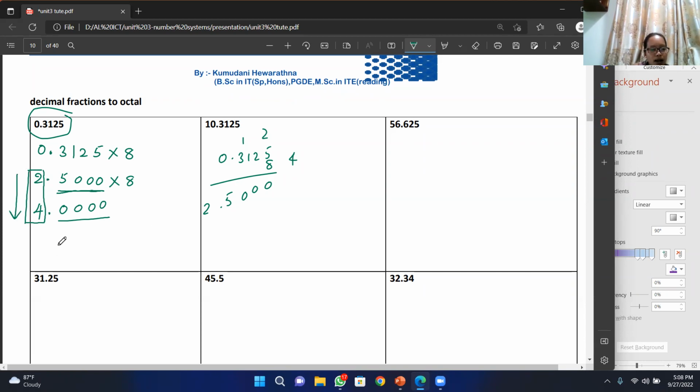Okay. No whole number part, so put 0 there. And what about the fraction part? That is 2, 4 and the base is 8. Right? So do the next one, 10.3125.